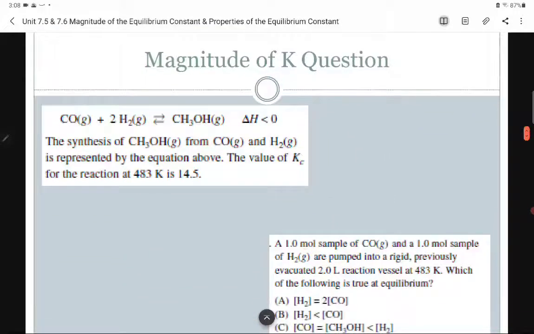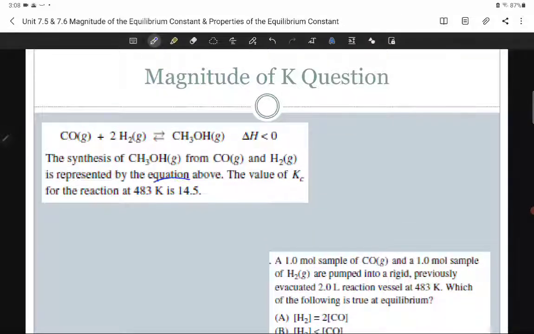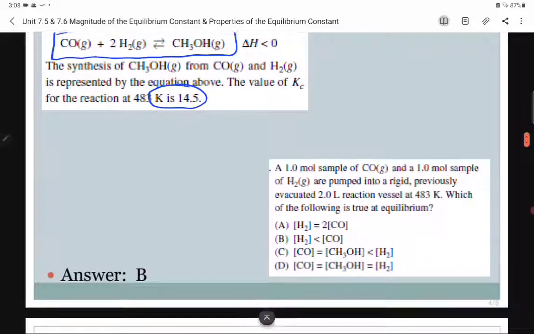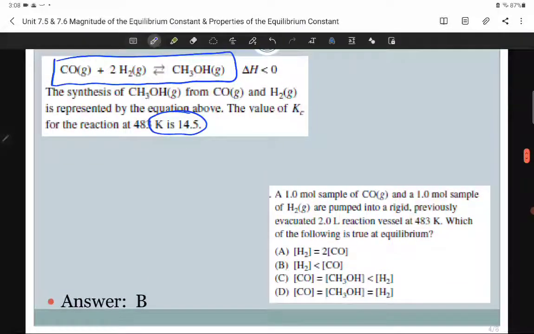So here's a couple of questions that at least gets you introduced to this idea. We have a K of 14.5 for this particular reaction. I'm going to have to move this up a little bit so we can see the question. Of course, we already have the answer, so we know it's going to be answer B. But let's actually work on this ICE table idea that we just introduced.